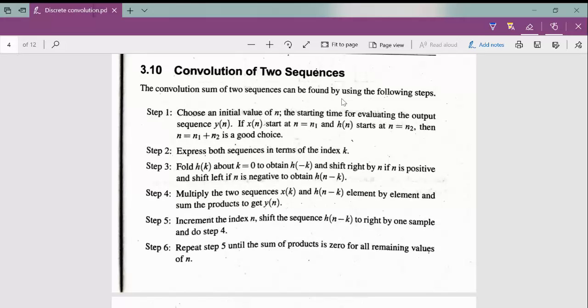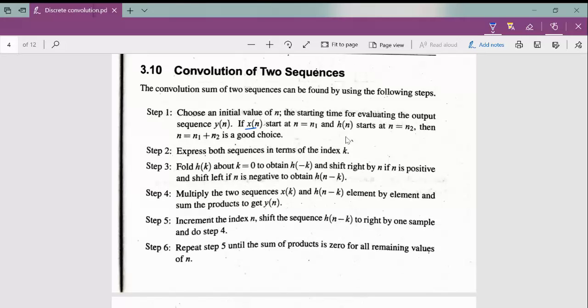So we have two sequences. First, let the starting point of the first sequence, x of n, be n1. That is the starting point. The first sequence x of n starts from n1 and h of n starts from n2. Then the convolved sequence should start from n equal to n1 plus n2. So this is the first step.